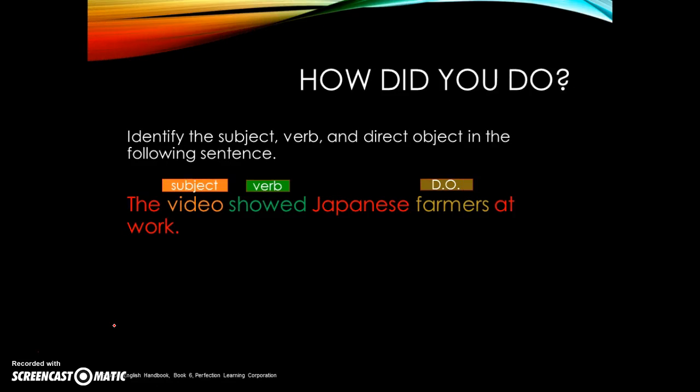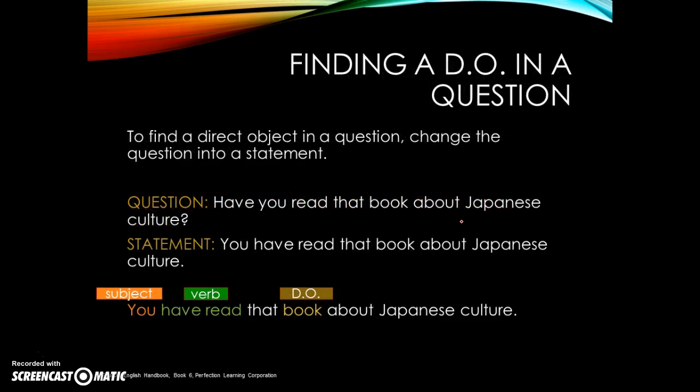So video is our subject, showed is our verb, and I know this because I can find my verb, which is showed, and then I can ask who or what showed Japanese farmers at work. The answer is video, which makes it my subject. Then I can ask, the video showed what? And in this case, it showed farmers, so that is our direct object.